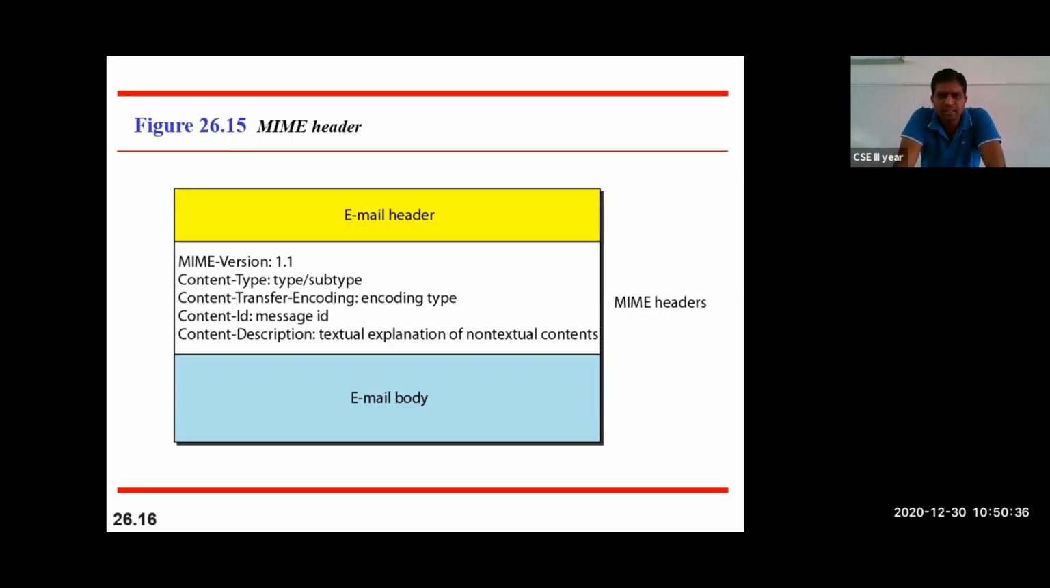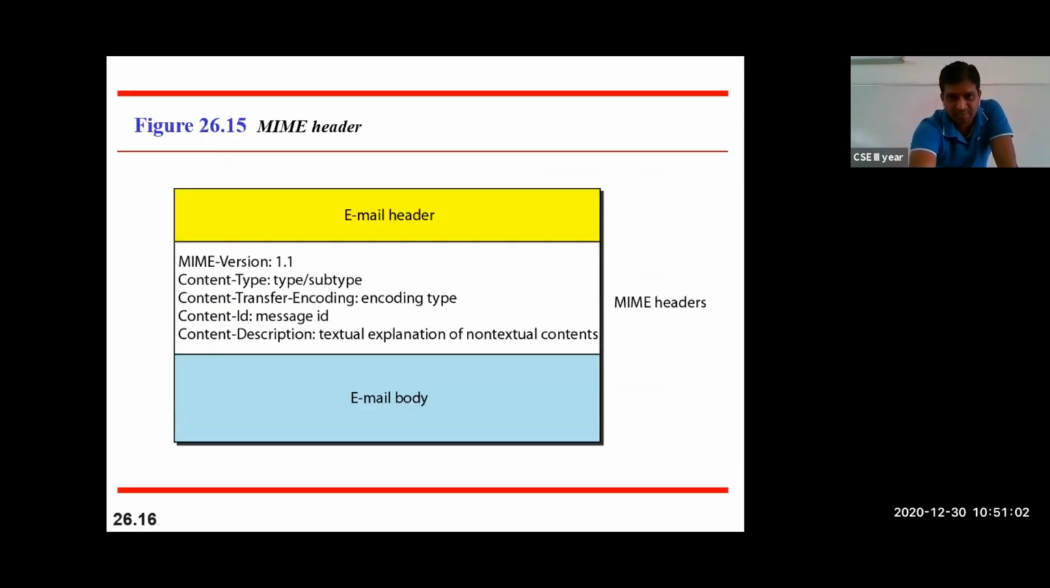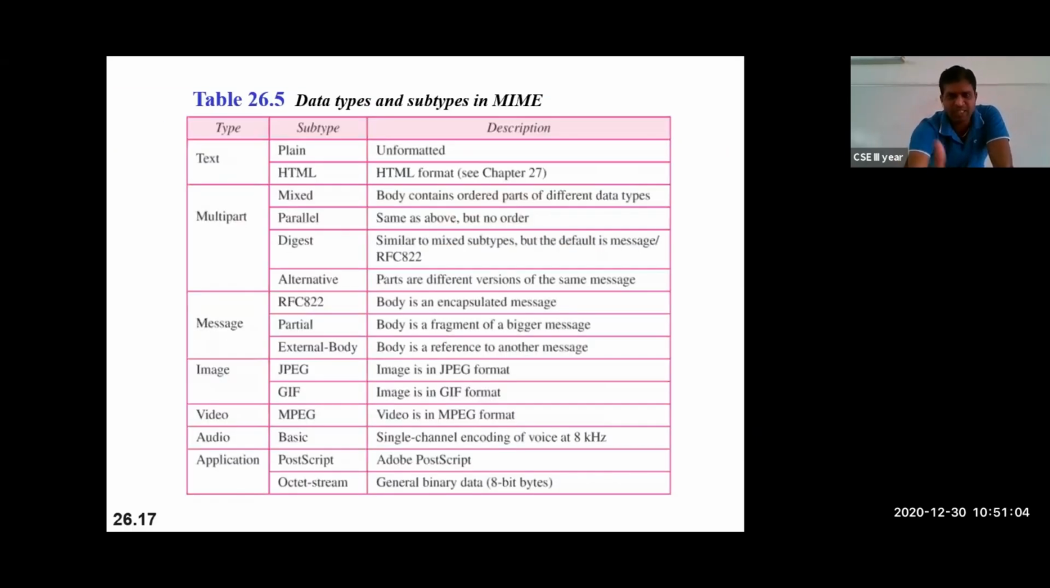Then content type and subtype. Here it is. The content type can be text, multipart, message, image, video, audio. Can you see it on the left side? It defines whether the content being sent is text, image, audio, video, or application. It defines what is being sent. And then you have subtypes: in each type you have subtypes.